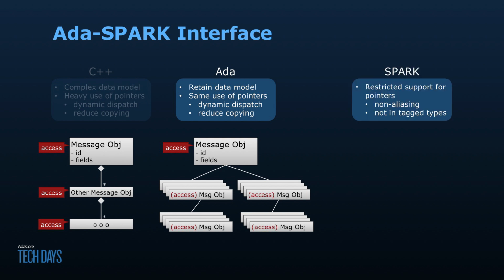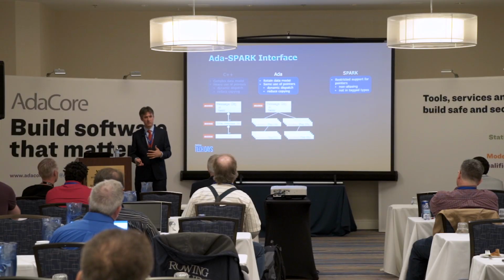But Spark didn't have pointer support when we started on this. It does now, but the pointer support in Spark now is also limited. So Spark pointers have to be non-aliasing, and Spark pointers can't be placed in tagged types. There's good reasons for these limitations. You can bug Yannick if you have questions. I'm sure he'd love to talk to you about it more.